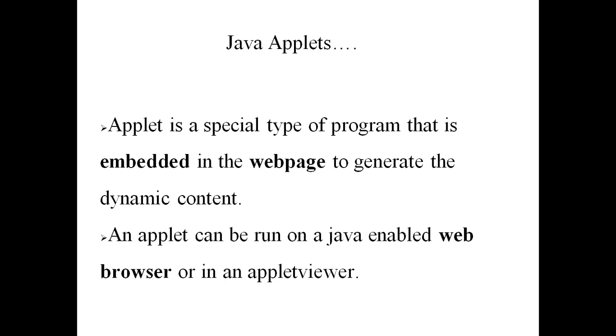An applet is a special type of program that is embedded inside a web page to generate dynamic content. An applet can be run on a Java-enabled web browser or in an applet viewer. So you can say that an applet program is nothing but a program which is embedded inside a web page, and hence, it can be run inside a Java-enabled web browser or in an applet viewer. An applet viewer is nothing but a tool that is provided by the Sun JDK package. So when you install JDK, you get the applet viewer tool in it. It is a tool to run the applet from the console.